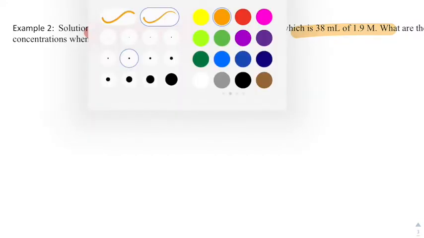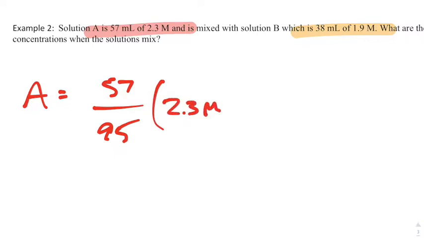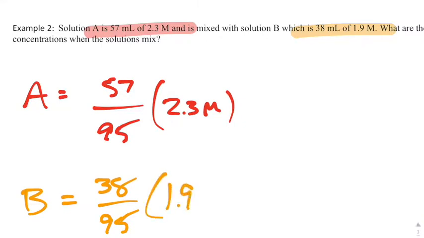Well, solution A is going to be 57, except now it's going to be 57 out of the total. The 57 is going to get added with the 38, so the 57 and the 38 go together to be 95. So that's 57 95ths, whatever that turns out to be, of 2.3 molarity. And solution B is going to be the same thing, but from its perspective, which is 38 95ths of the 1.9 molarity that it started with.